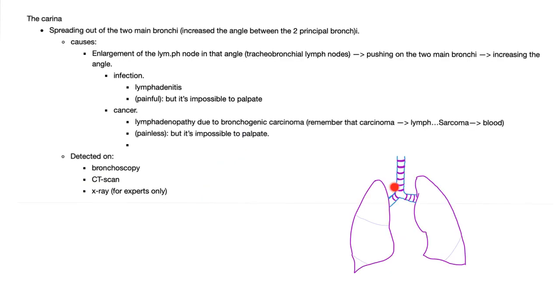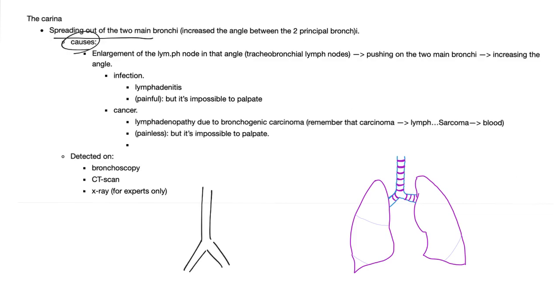The carina. The carina is this space between the right main bronchus and the left main bronchus. We can call them right main bronchus or right principal bronchus, not to be confused with the principal of your school. All right, causes of spreading out of the two main bronchi. So they have an angle between them.